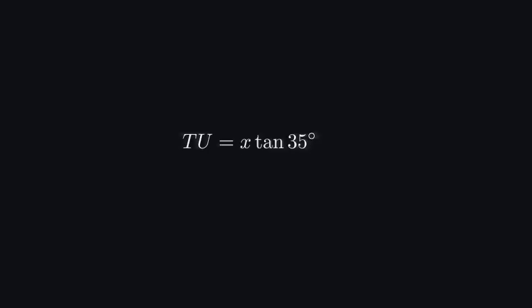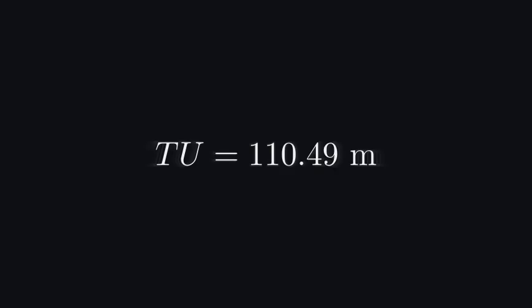TU equals x tan of 35 degrees. TU equals 157.8 tan of 35 degrees. Now that we know x, use equation 1 to find TU, the height above the man's eye level. Substitute x equals 157.8. This gives TU equals 110.49 meters.